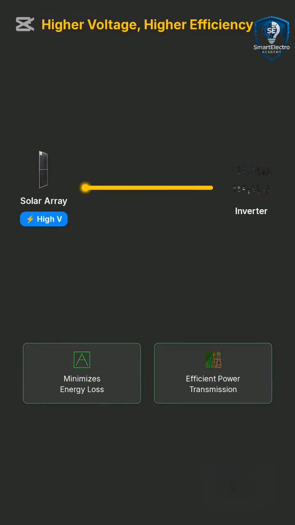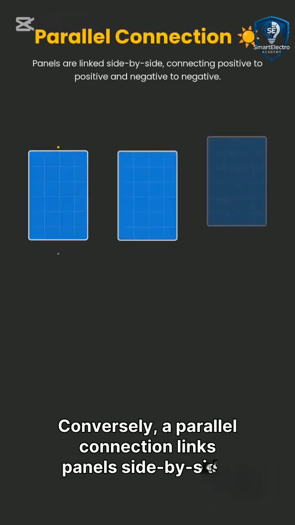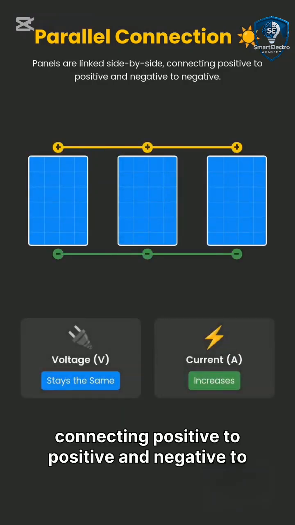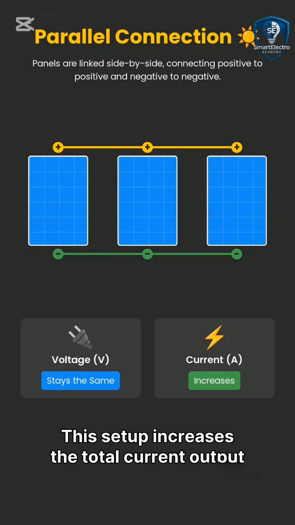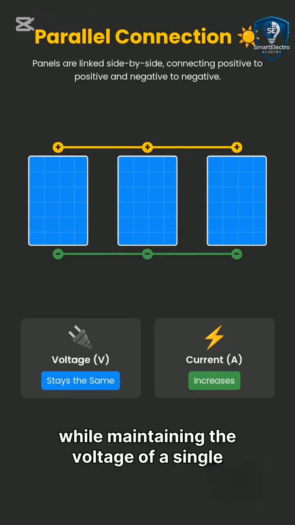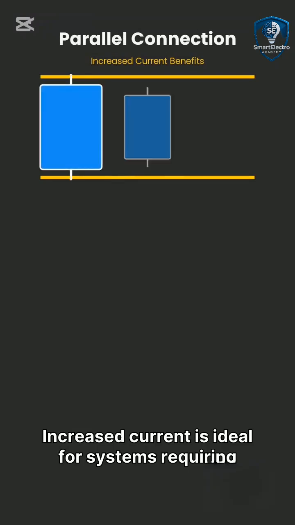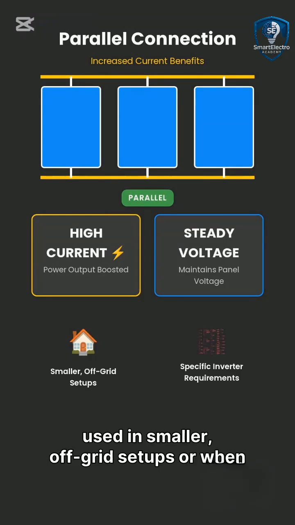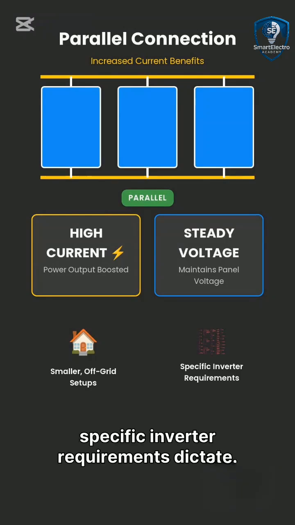Conversely, a parallel connection links panels side by side, connecting positive to positive and negative to negative. This setup increases the total current output while maintaining the voltage of a single panel. Increased current is ideal for systems requiring more power at a lower voltage, often used in smaller off-grid setups or when specific inverter requirements dictate.